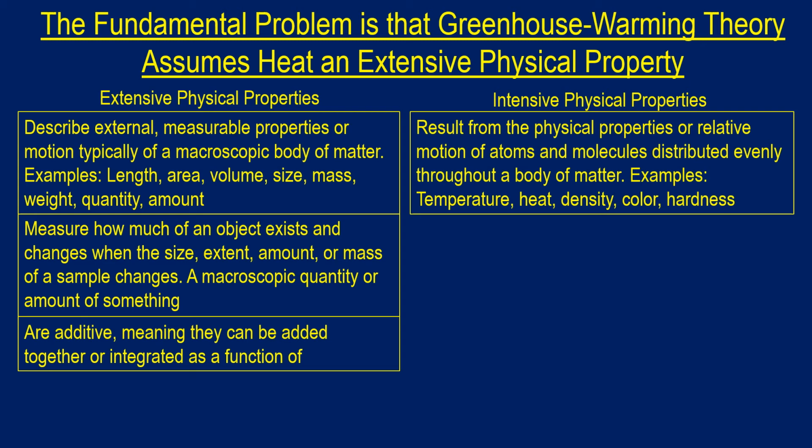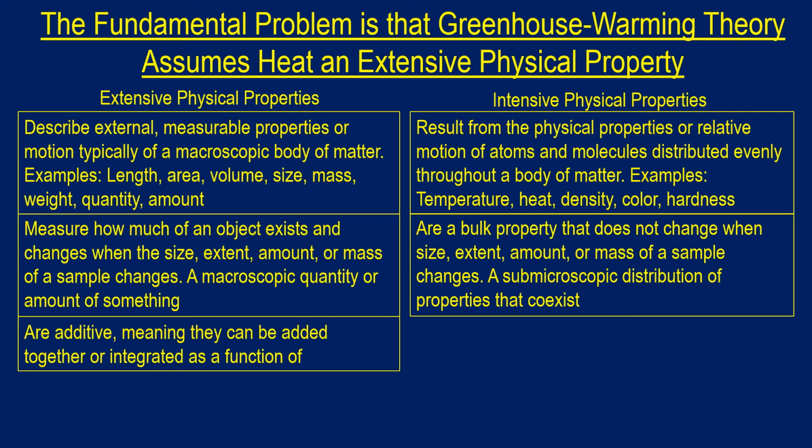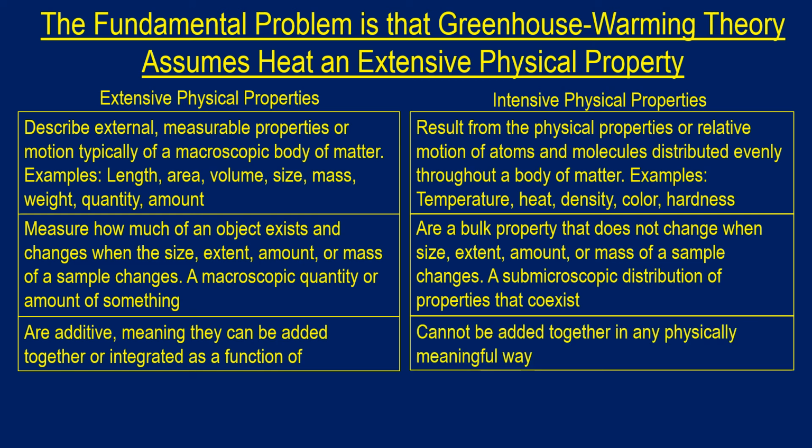Intensive physical properties, on the other hand, result from the physical properties or relative motion of atoms and molecules distributed evenly throughout a body of matter. Examples are temperature, heat, density, color, or hardness. Intensive physical properties are a bulk property that does not change when size, extent, amount, or mass of a sample changes. Intensive physical properties are a submicroscopic distribution of properties that coexist. Intensive physical properties cannot be added together in any physically meaningful way.